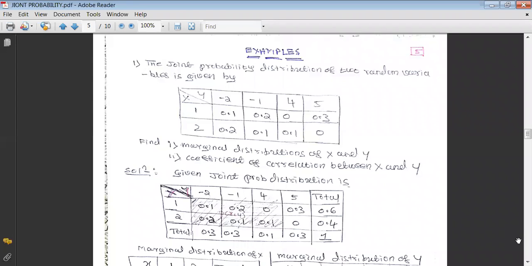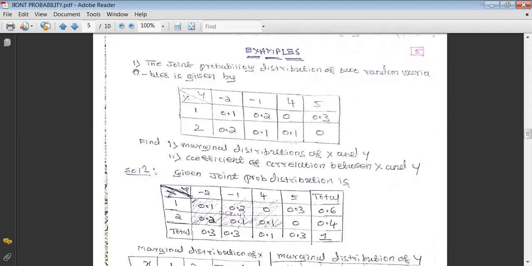In the previous video, we discussed some of the basic concepts of joint probability, marginal probability, and some of the concepts like covariance, correlation, expected value of xy, and so on. Now in this video, let us discuss some examples on joint probability distribution.